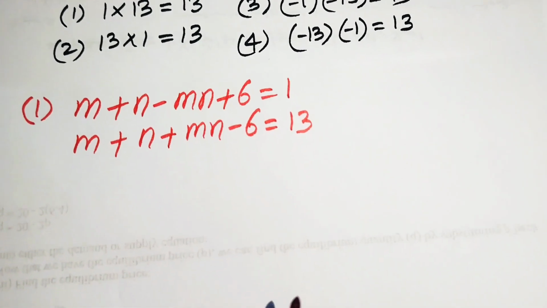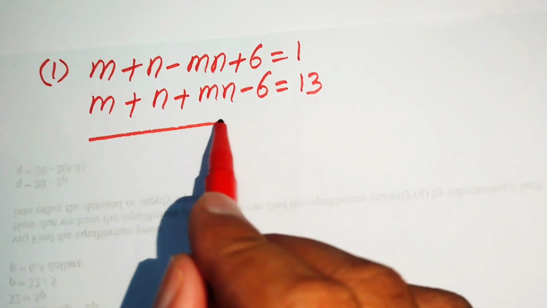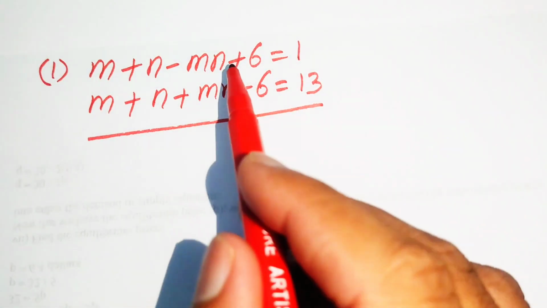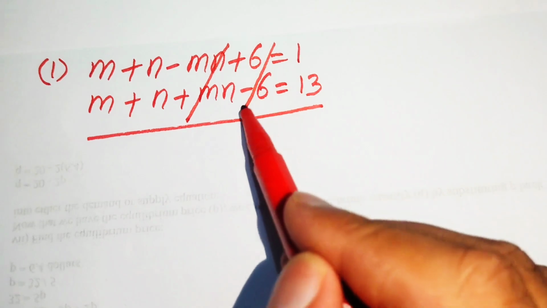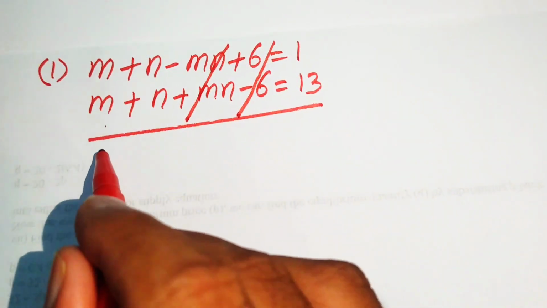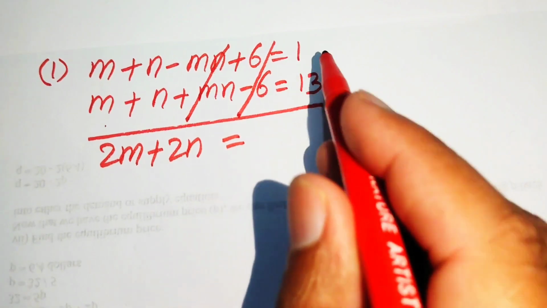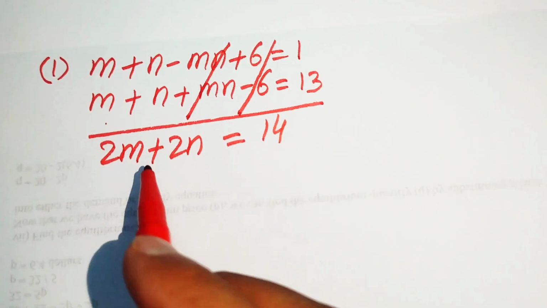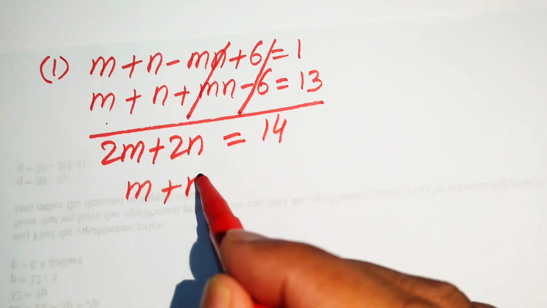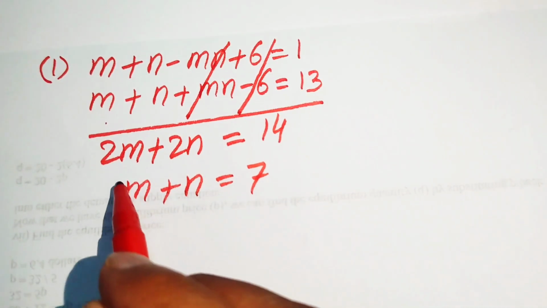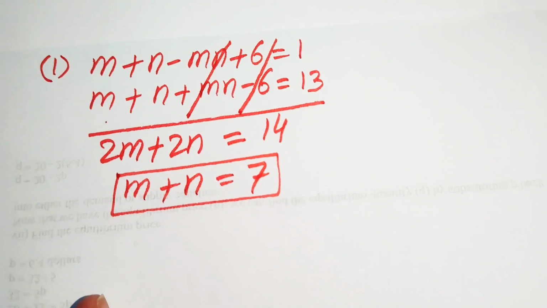So here we solve these two equations, and in order to solve them we just add these two equations. When you add them, the negative and positive mn are gone, and the positive and negative constants are also gone. So here you get 2 times m plus 2 times n equals 1 plus 13, which is 14. When we divide both sides by 2, we get the value of m plus n equals 7. So this is our first answer which we get from case number 1.